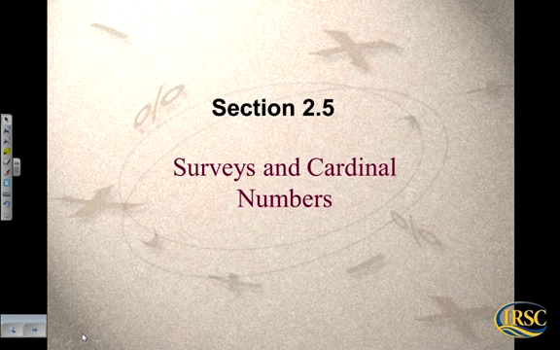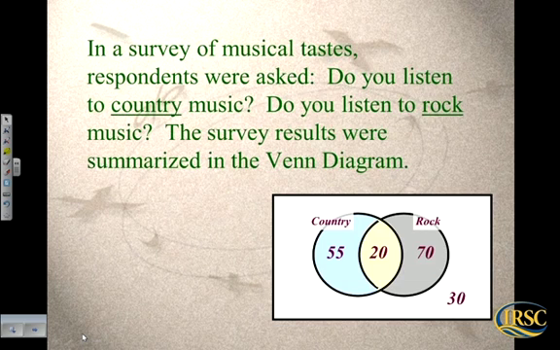Okay, 2.5 is the section where you can see where some of these set theory ideas can be applied in real life. And so one of them is using surveys. In a survey of musical taste, respondents were asked, do you listen to country music? Do you listen to rock music? And the survey results were summarized in the Venn diagram.